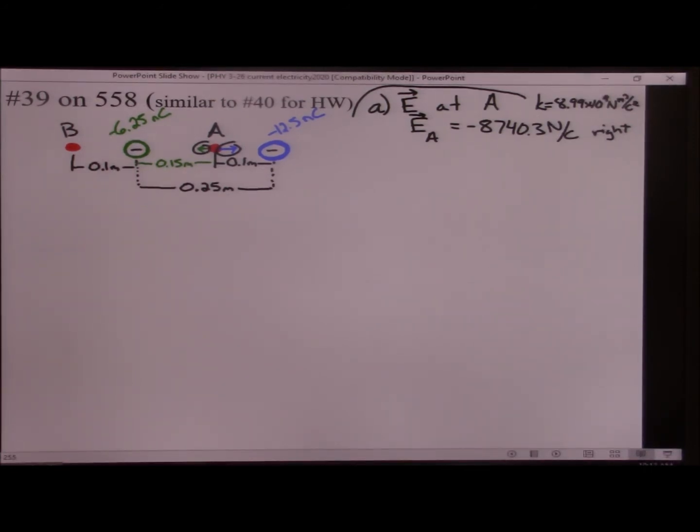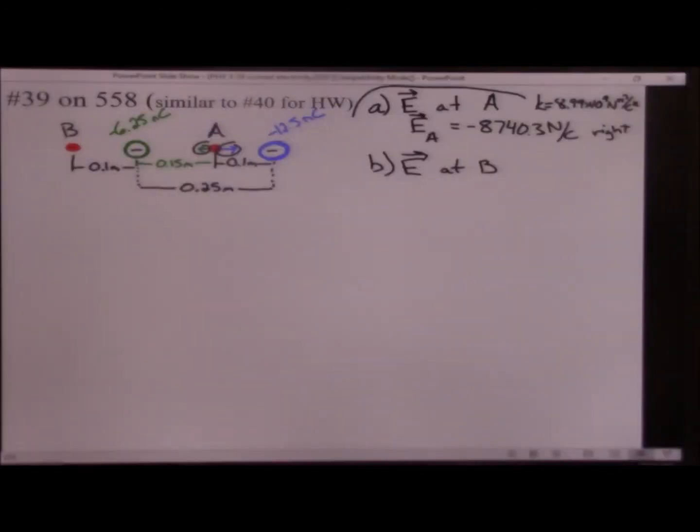Okay, B is the exact same kind of problem, but we're talking about location B now. If you take a look at location B, it's all the way over here. Let's focus on the green charge for right now. That green charge is negative, so the electric field over here at B is going to be pointed towards the green charge. So the field created by the green charge is pointed that way. And it's close, so that's why I gave it a big arrow.